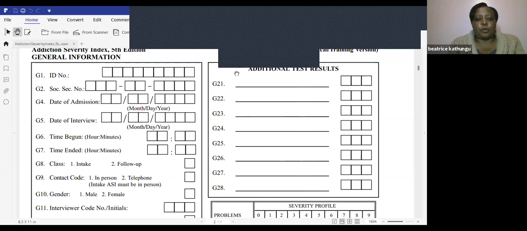Now, G4, we are giving the date of admission. So do we assume George is admitted? This one we can actually give later when George is admitted. Let's assume today is the date of the interview, and so he's not yet admitted. He will be admitted later. Now, what is the date today? Someone raise your hand and tell us the date we are going to fill under G5.